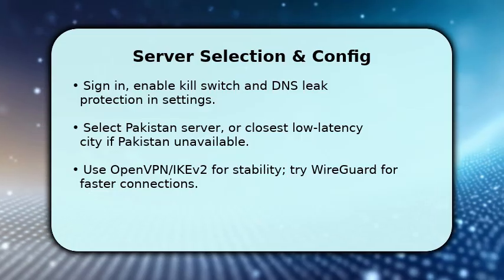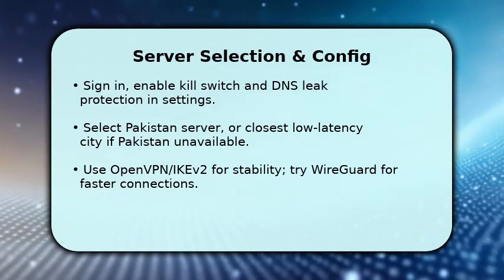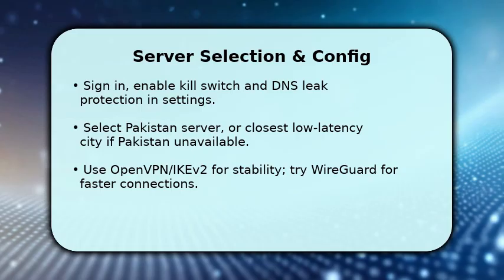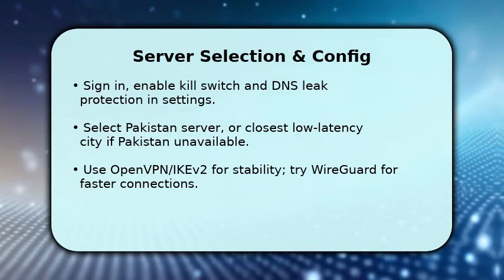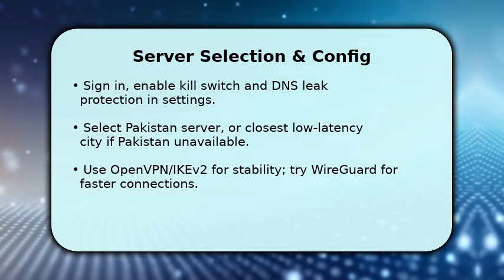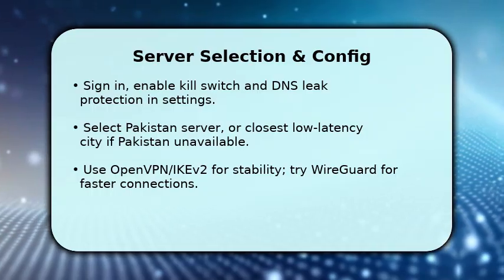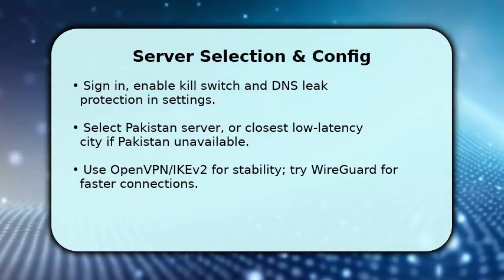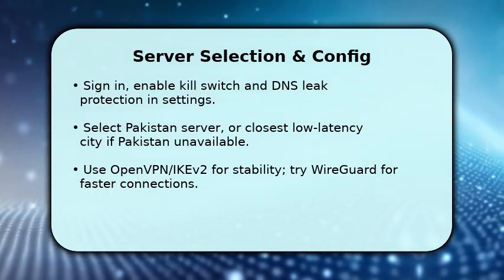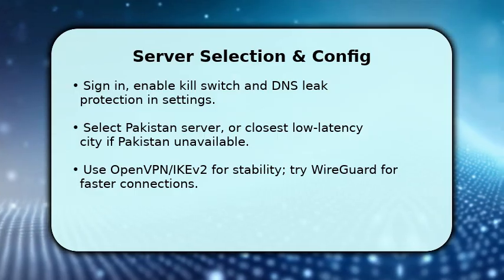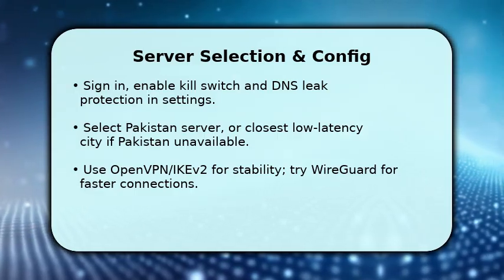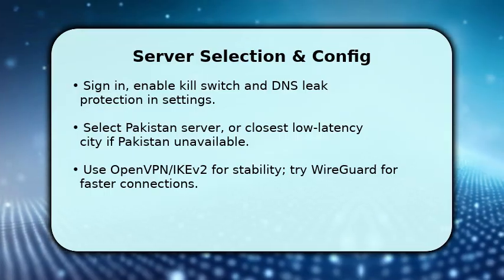You sign in and immediately enable the kill switch and DNS leak protection in settings because they prevent leaks that reveal your location. Then choose a Pakistan server. If none exist, pick the closest low-latency city to reduce buffering. For connection protocol, use OpenVPN or IKEv2 for proven stability. Swap to WireGuard if you need better speed.